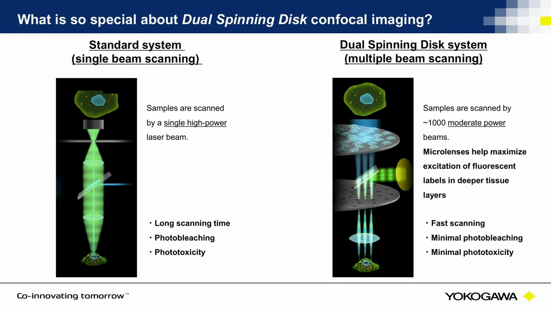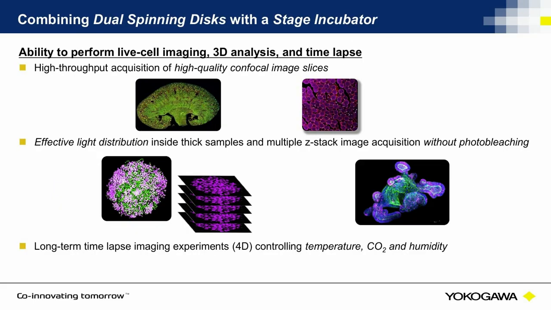impact. Additionally, a second microlens disk maximizes the laser energy in each pinhole, allowing maximal excitation even in deep tissue layers. In our Yokogawa high-content analysis system, we combine dual spinning disk technology with stage incubators, generating an imaging instrument that allows high throughput acquisition of high-quality confocal images of living cells.